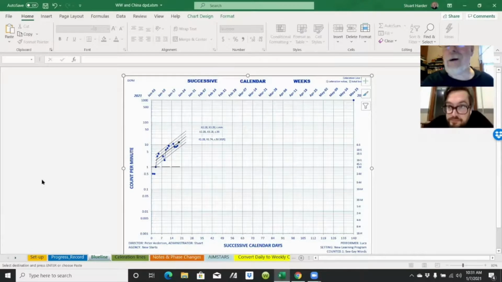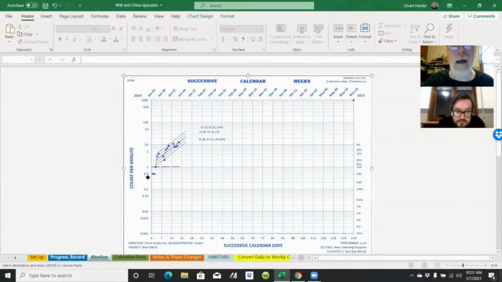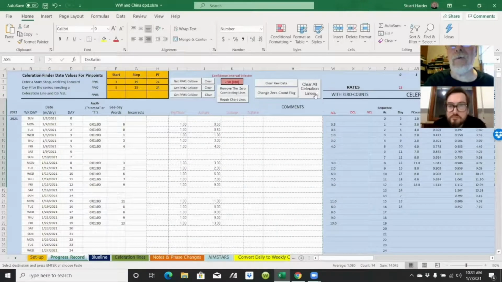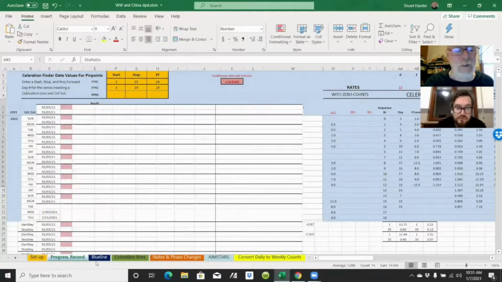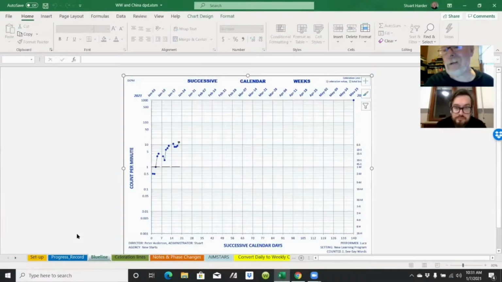Okay, so I'm just showing you some of the flexibility that you have in specifying your confidence limits here on any series on the chart. I'm going to now remove these acceleration lines. I can do that here with clear all acceleration lines with this button, and I'll do that now and show you that the lines are gone.